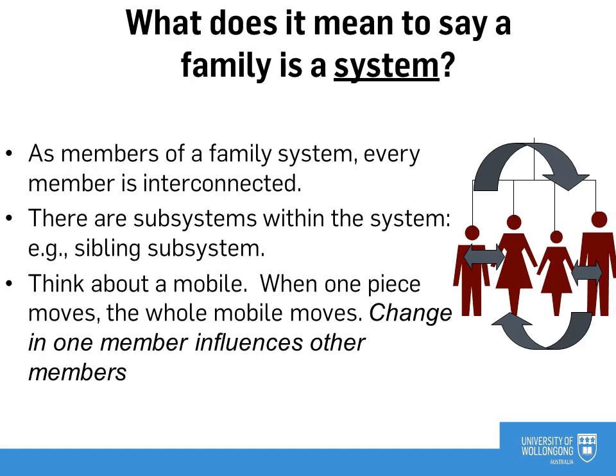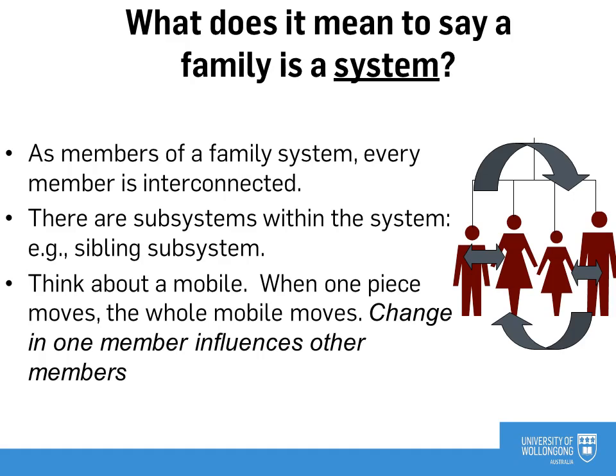And so the image I can give you here is to think about a mobile that you would hang over a baby's bed, or like a wind chime. If you move one part of it, all the other parts move. And families are like that too. So when one member of a family system changes, it influences the other members of the family system as well. So we'll talk about that in the context of conflict between the parents, for example.